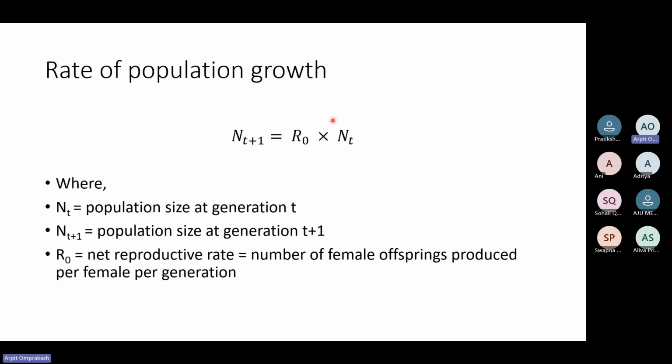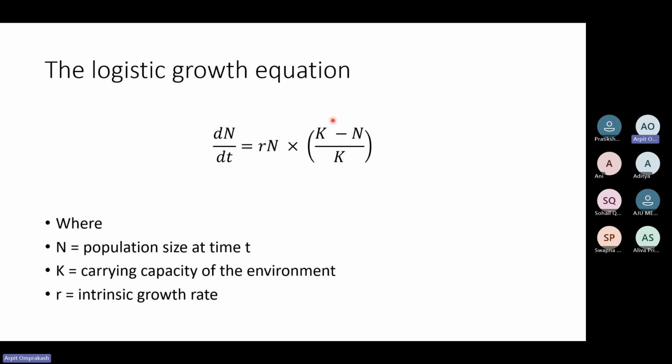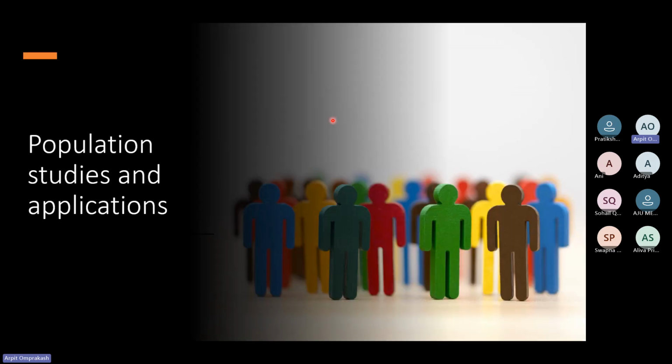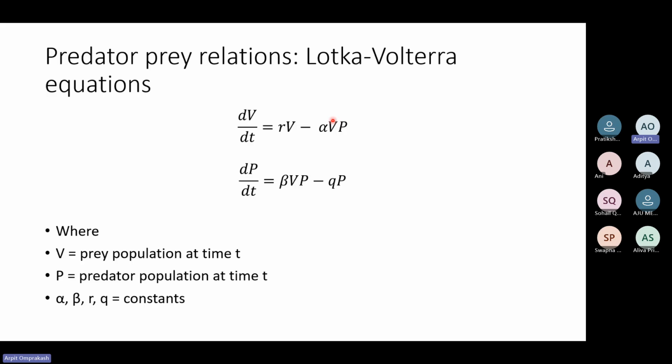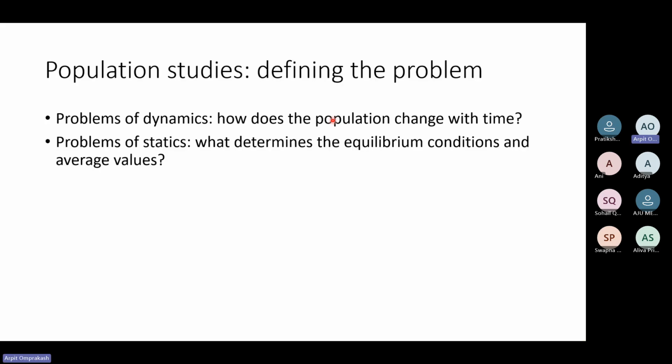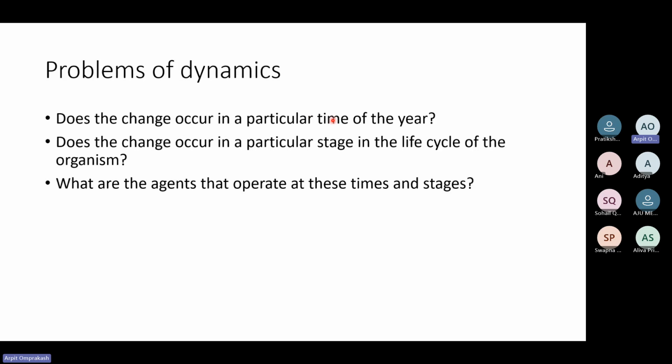He talked about population growth, how the logistic growth equation looks. He talked about predator-prey relations, which is the Lotka-Volterra equations, and how they govern prey and predator abundances. We talked about population studies and their applications. So, how does the population change with time? What determines the equilibrium conditions and average values?